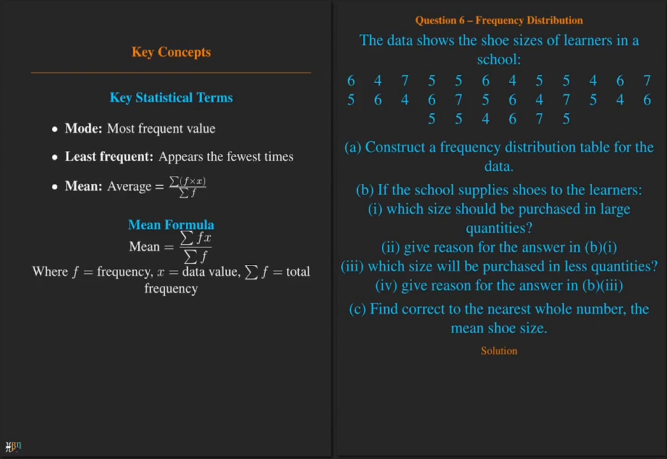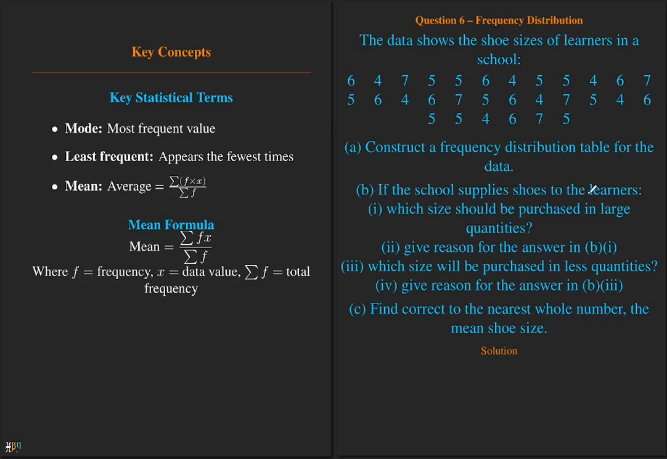So these are the questions. It says, the data shows the shoe size of learners in a school. So we have the data displayed here. And the first one says you have to construct a frequency distribution table for the data.